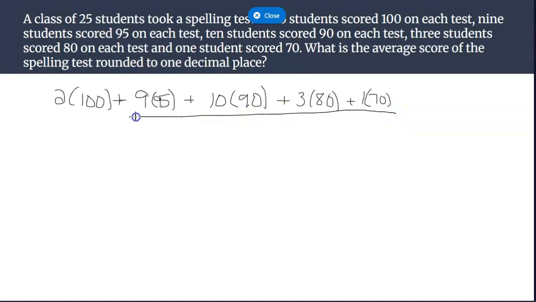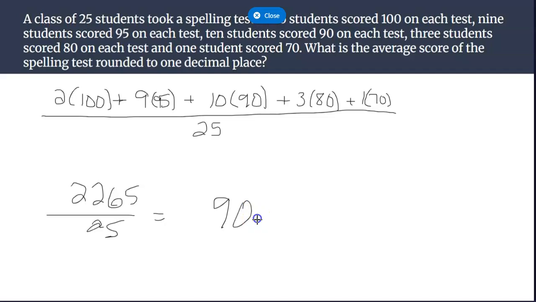So just using multiplication, instead of writing out all 25, this is a little bit more efficient. If we sum up all of these, add them together, and we get 2,265. If we divide that by 25, comes out to 90.6. The average score, the mean score on the spelling test was 90.6.